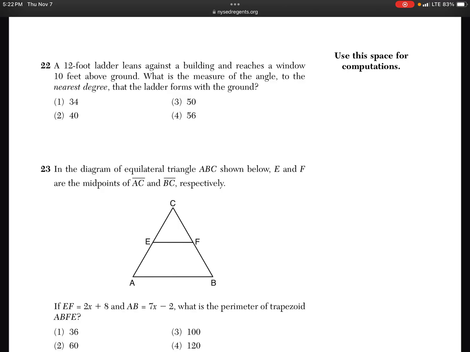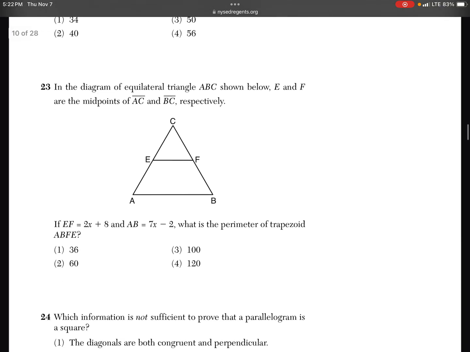Probably 4. I'm just going to say answer number 4. I'm thinking the largest angle possible is probably going to be the right one here. So let's go with 4, 56 degrees. That seems not even big enough, but there are no bigger options. A 12-foot ladder reaches 10 feet above the ground. Yeah, it's got to be 3 or 4. So I'm going to go with 4, 56 degrees.